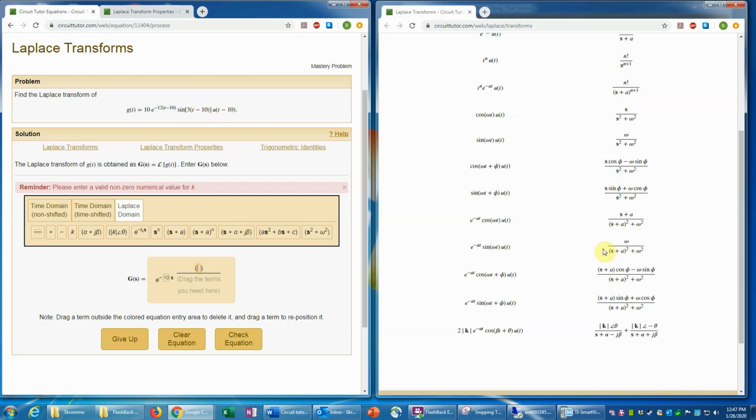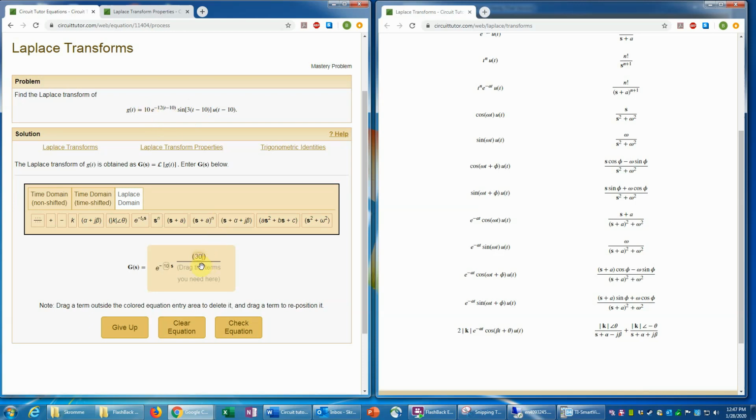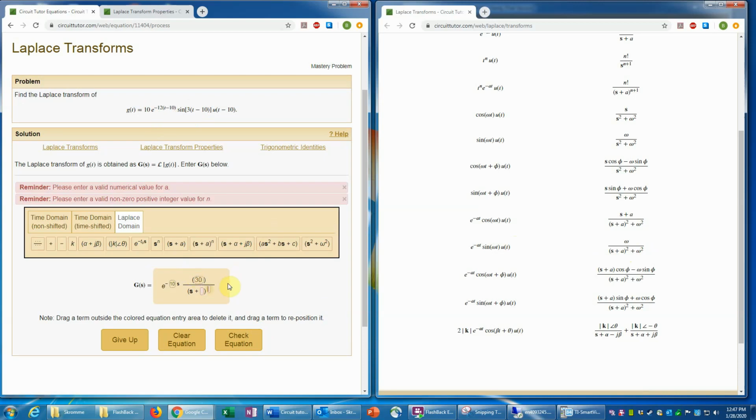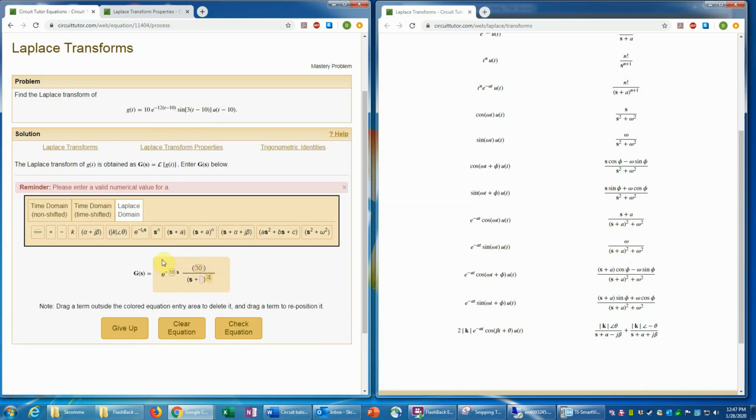So again, I need an omega in the numerator, so that's going to be this 3 here that multiplies the t minus 10 in the sine argument. So I have the 3, but I also need the prefactor of 10, so that's going to be a constant of 30, the 3 times 10. And then in the denominator, now I need the s plus a quantity squared. So I'll use this type of term there, and then put in exponent squared there. And then I'm going to need a plus, and then another constant here for the omega squared.